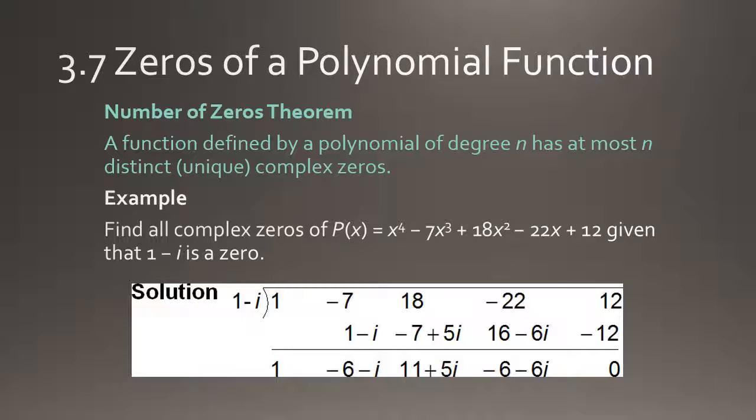Again, add the real parts. And again, we're going to end up having to FOIL it out. When we do that, we get 16 minus 6i. And when we add that to negative 22, we get negative 6 minus 6i, which gives us negative 12. And our solution at the end is 0, which tells us that it is, again, a zero.